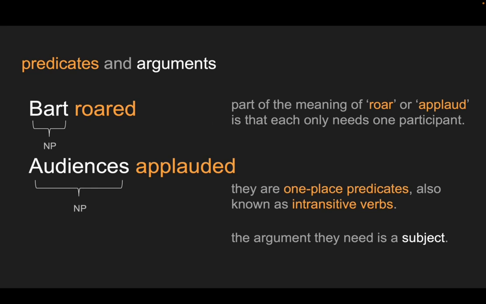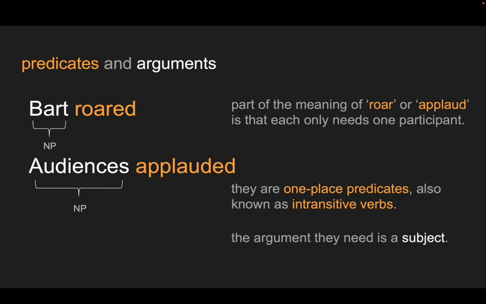I don't think we linguists have ever encountered a language that lacks two-place predicates, transitive predicates. Everybody seems to have some of those. Everybody also seems to have some predicates that only require one participant. These are one-place predicates. We'll call them intransitive. So a predicate like roar or applaud, or we talked about wait before.